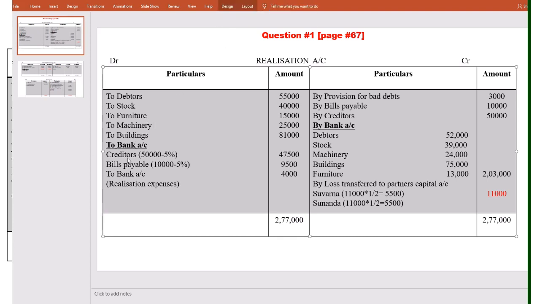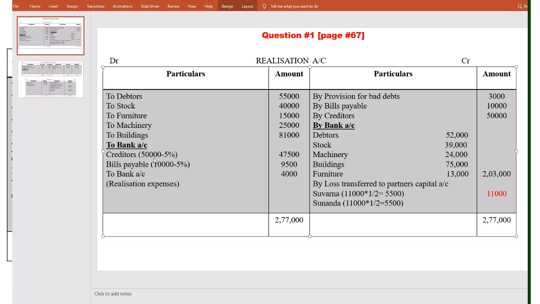Yeah. Here, creditors is 50,000. On that 50,000, if you calculate 5%, you will be getting 2,500. That calculation is not shown here, because all the percentage calculations you have already learned in the revaluation account in previous chapters. So I am directly taking the amount here. How did you get this 47,500? From 50,000.